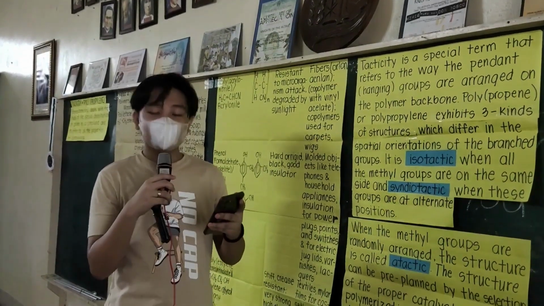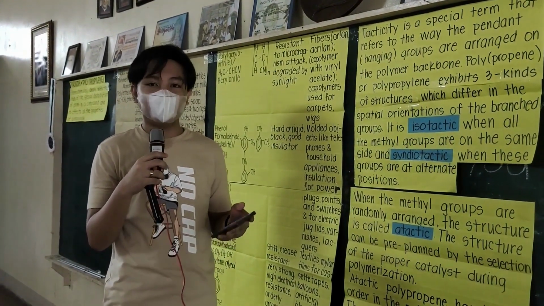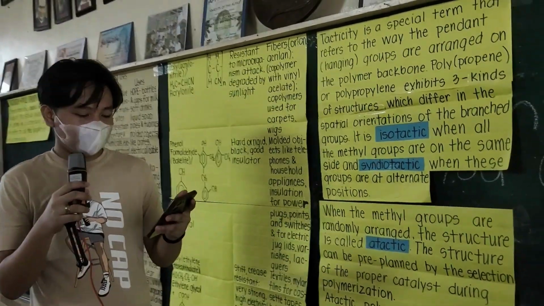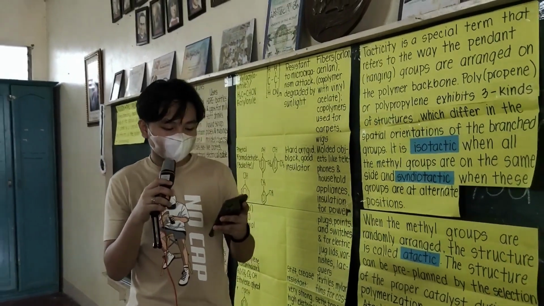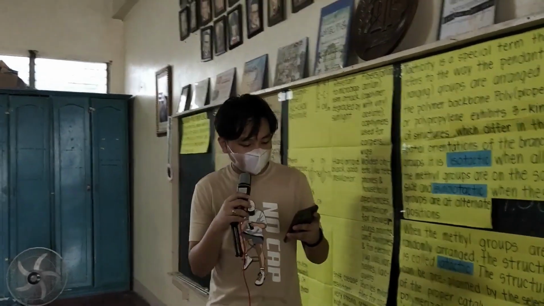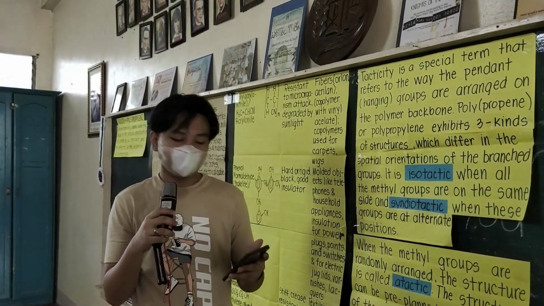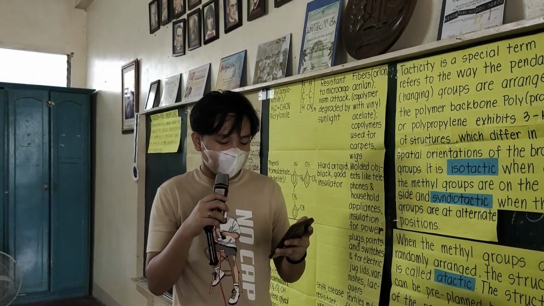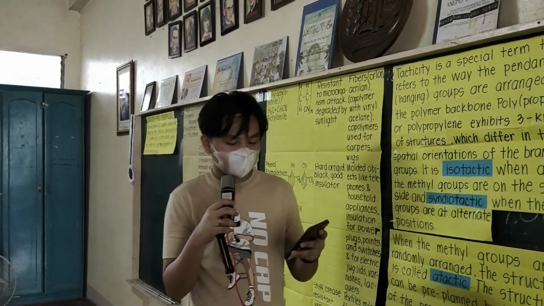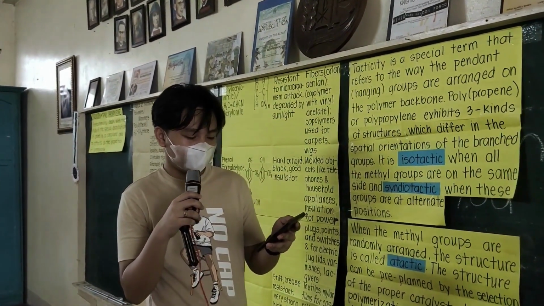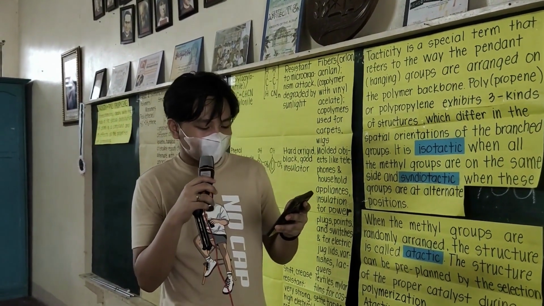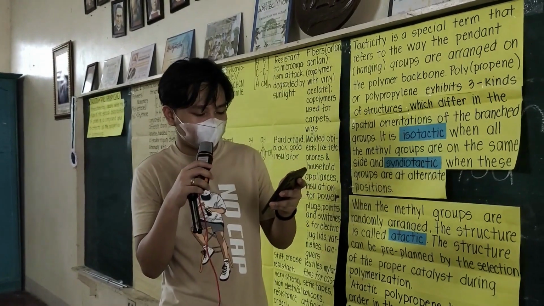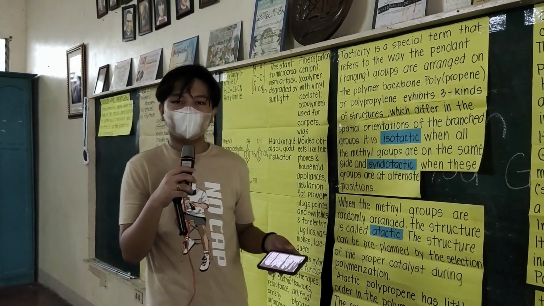Applied to polymers, tacticity is a special term that refers to the way the pendant hanging groups are arranged on the polymer backbone. Polypropene or polypropylene exhibits three kinds of structures which differ in the spatial orientations of branch groups. It is isotactic when all methyl groups are on the same side and syndiotactic when these groups are at alternate positions. When the methyl groups are randomly arranged, the structure is called atactic. That structure can be pre-planned by the selection of the proper catalyst during polymerization. Figure 2 illustrates the structural formulas of the different stereoisomers of polypropene.